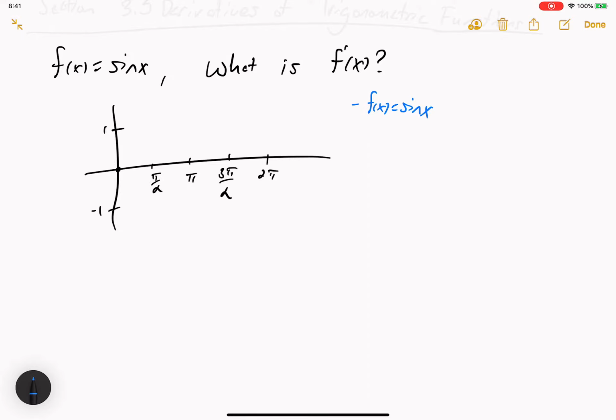So sine of 0 is 0. Sine of pi over 2 is 1. The sine of pi, 0. Sine of 3 pi over 2, -1. Sine of 2 pi, 0. So let's see how well I can draw the graph. All right, so this is good enough.